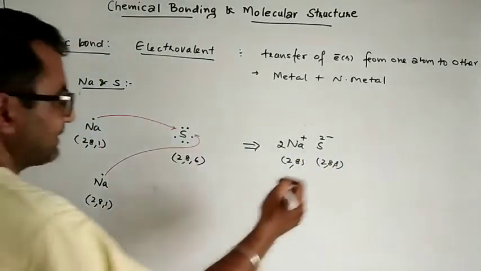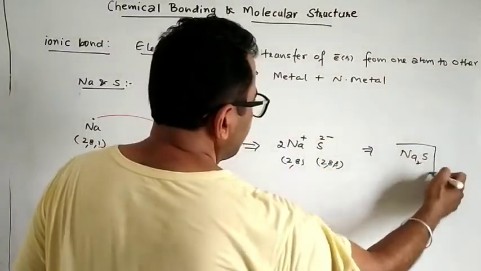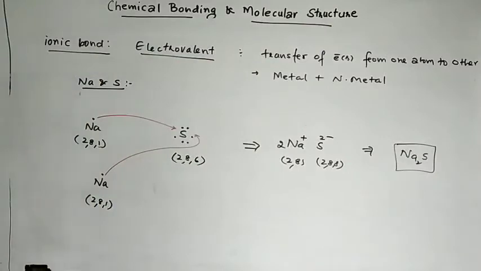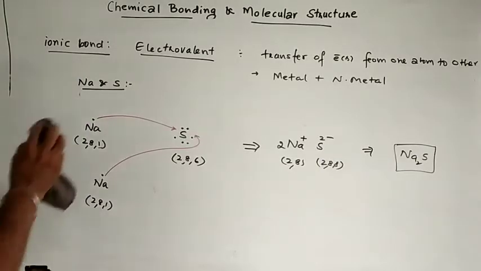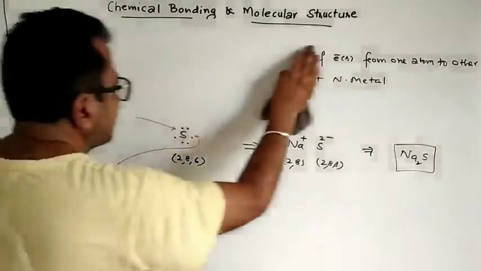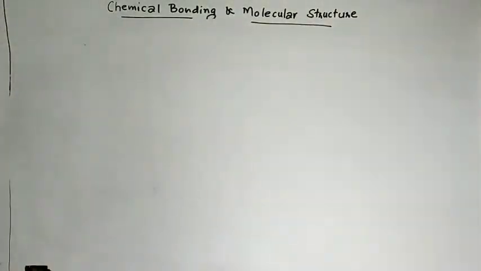And there is a force of attraction between these oppositely charged ions. Compound formed is Na2S. Simple. Electrovalency of sodium is 1. Electrovalency of sulfur is 2. Electrovalency is equal to the number of electrons lost or gained during the formation of an ionic bond.